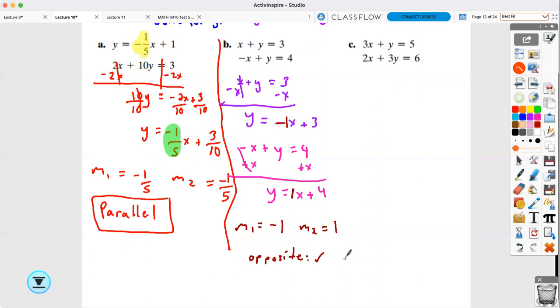Now, are they reciprocals? Reciprocals is if we flip it, will we get the opposite reciprocal, right? So 1, how do we make 1 into a fraction? 1/1. We'll flip that over again. 1/1 is 1/1. Oh, they are reciprocals and they are opposite. So since they're opposite reciprocals, guys, we can say they're also what? Perpendicular.